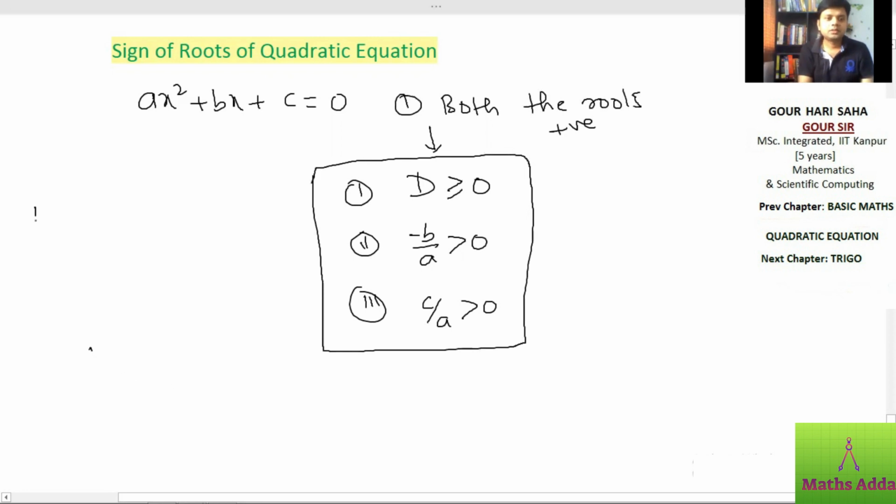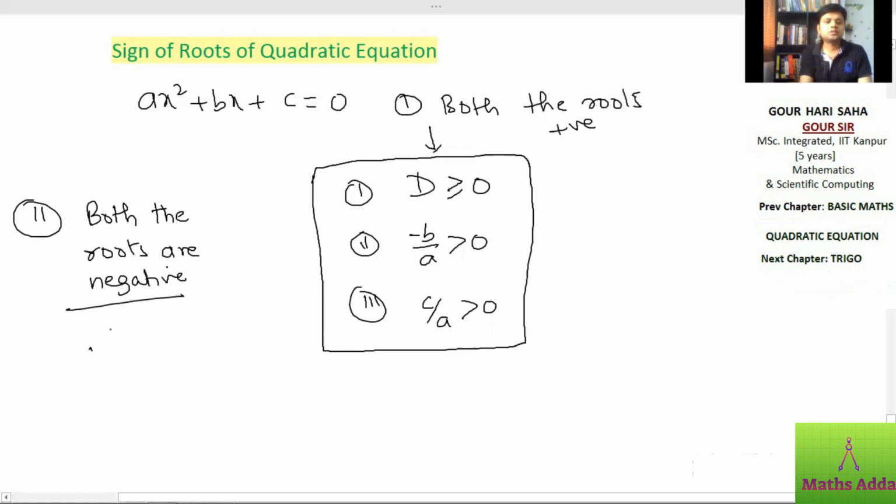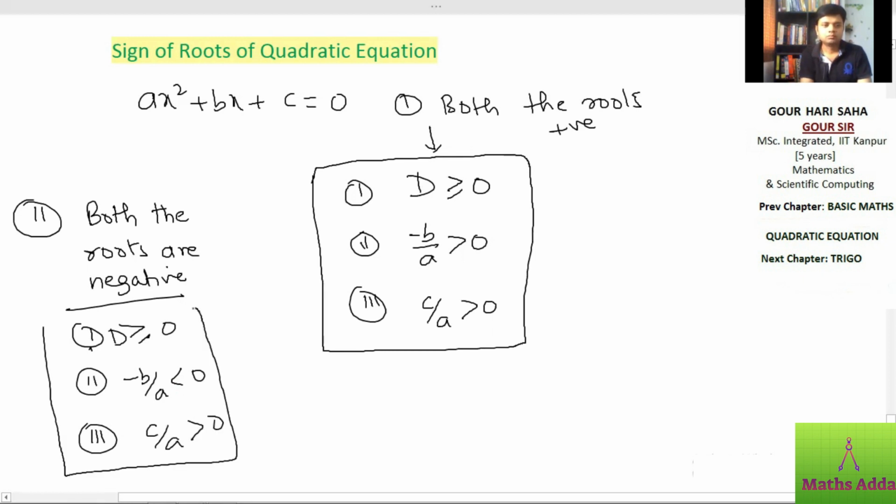Second situation is both the roots negative. This means what should D be? Again greater than or equal to 0. What should be the sum of roots? Both negative, so the sum should be negative: minus b by a should be less than 0. And what should be the product? Negative into negative is positive, so c by a should be positive. This is the condition for both the roots to be negative.